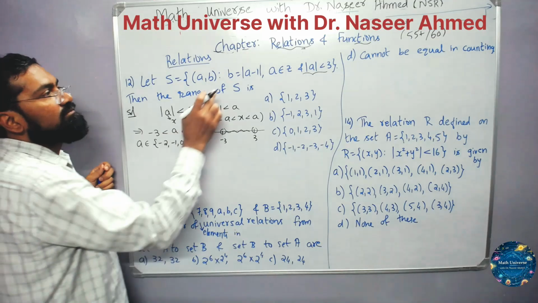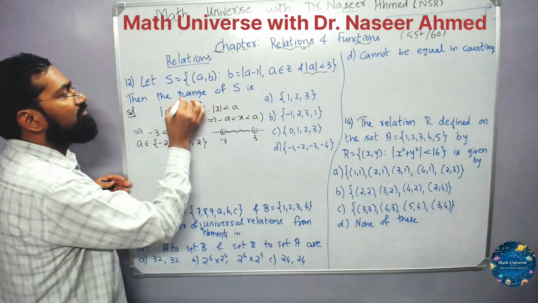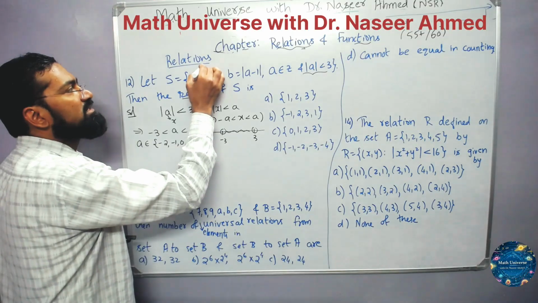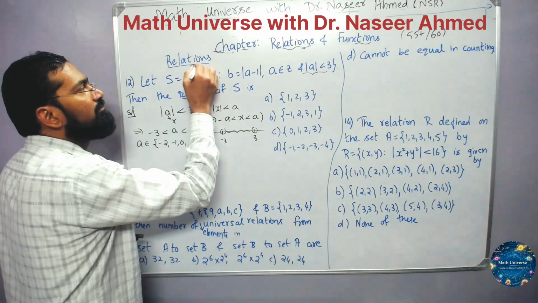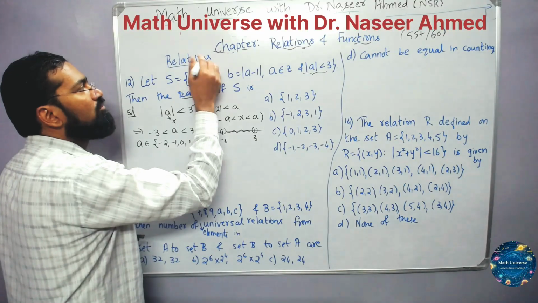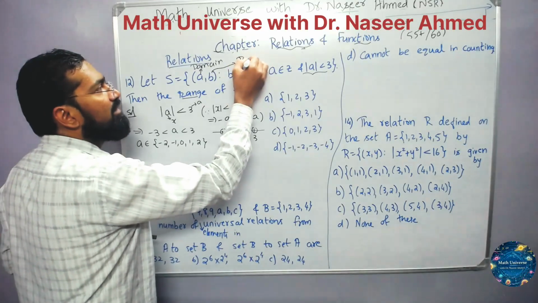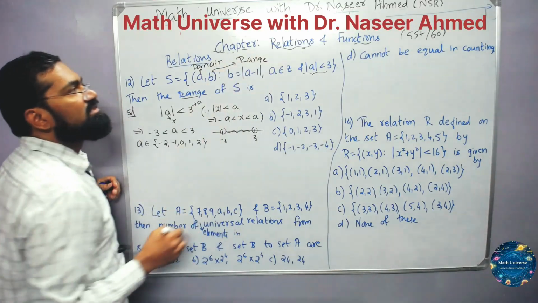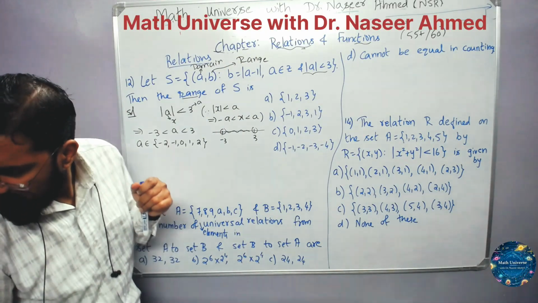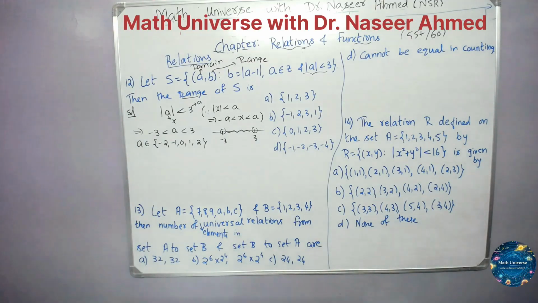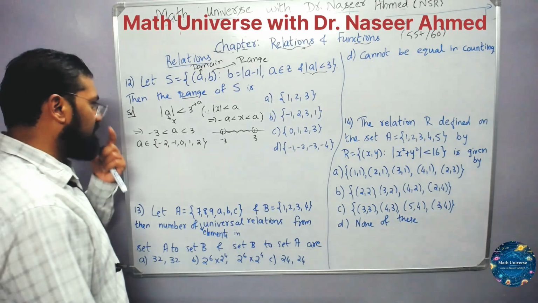And now since I want the range, nothing but the B value, that's why there is no range, nothing but the B value. Don't forget, in the ordered pair, the first element will give you the domain, and the second element will give you the range. Okay, for a while, all fine. Now let us start from here.